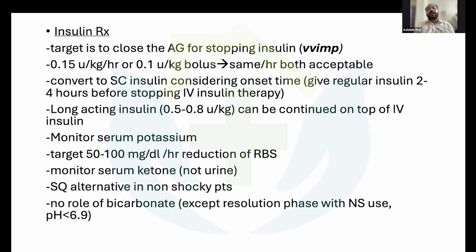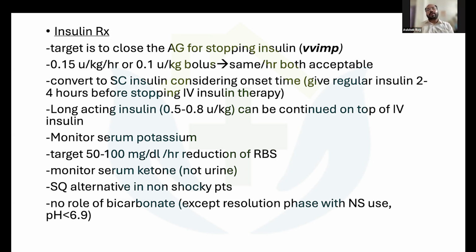You monitor serum potassium regularly. The target sugar drop should be 50 to 100 milligram per deciliter per hour. So if your starting sugar is, say, 450, in the next hour it should be somewhere between 400 to 375. If it is below 350, it is a higher or excessive drop. If it is more than 400, say 425, it is less than what you expect. So if the drop is less than expected, we increase the insulin infusion. Simple. But if it is more, you reduce the insulin infusion.